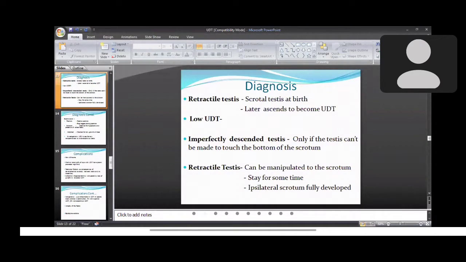Diagnosis: retractile testis. Scrotal testis at birth later ascends to become undescended testis. Low UDT, that means the testis descends but lies at a slightly upper end of the scrotum, slightly below or slightly above the normal testis. Imperfectly descended testis, only if the testis cannot be made to touch the bottom of the scrotum. And retractile testis can be manipulated to the scrotum, stay for some time, and ipsilateral scrotum fully developed.